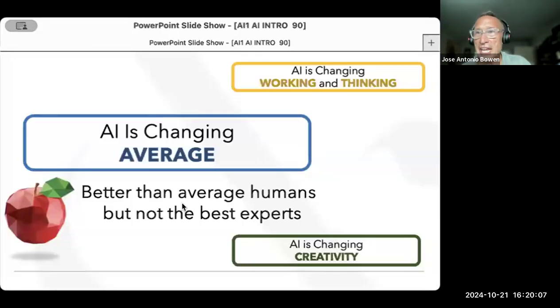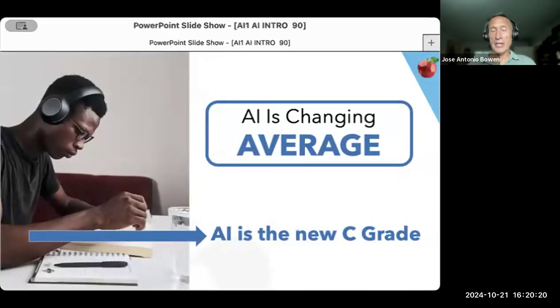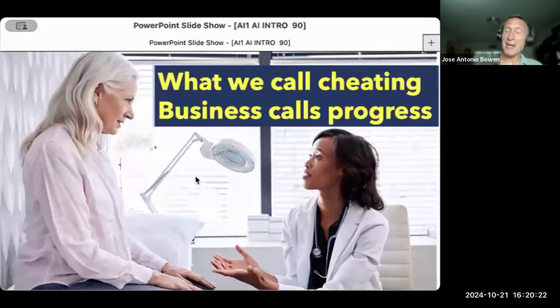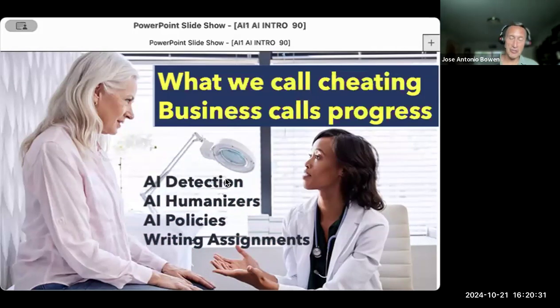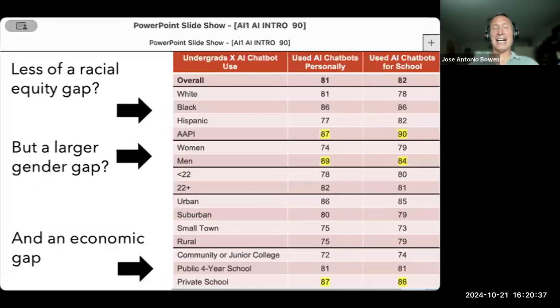So hopefully I've convinced you that AI is changing average, that the best humans, or the experts, are still going to have an advantage. But how are we going to get our students to be that? It means we've got to rethink grading, right? Are we still going to give C's for the same work? How are we going to deal with cheating, right? What we call cheating, I think business is going to call progress. So we have the whole session on cheating and detection and humanizers and policies. But students are already encountering this data that they can't get hired.